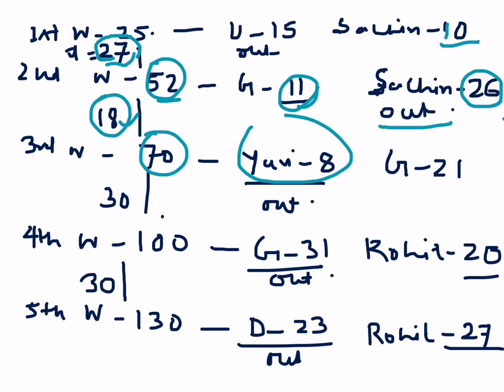Gambhir cannot be out in this situation because even if I assign all the runs to Gambhir, he is not reaching his score. So UV gets out at 8. Of all the runs which were added, 18, 8 goes to UV and 10 goes to Gambhir. So Gambhir moves from 11 to 21, and UV makes his 8 runs and gets out.